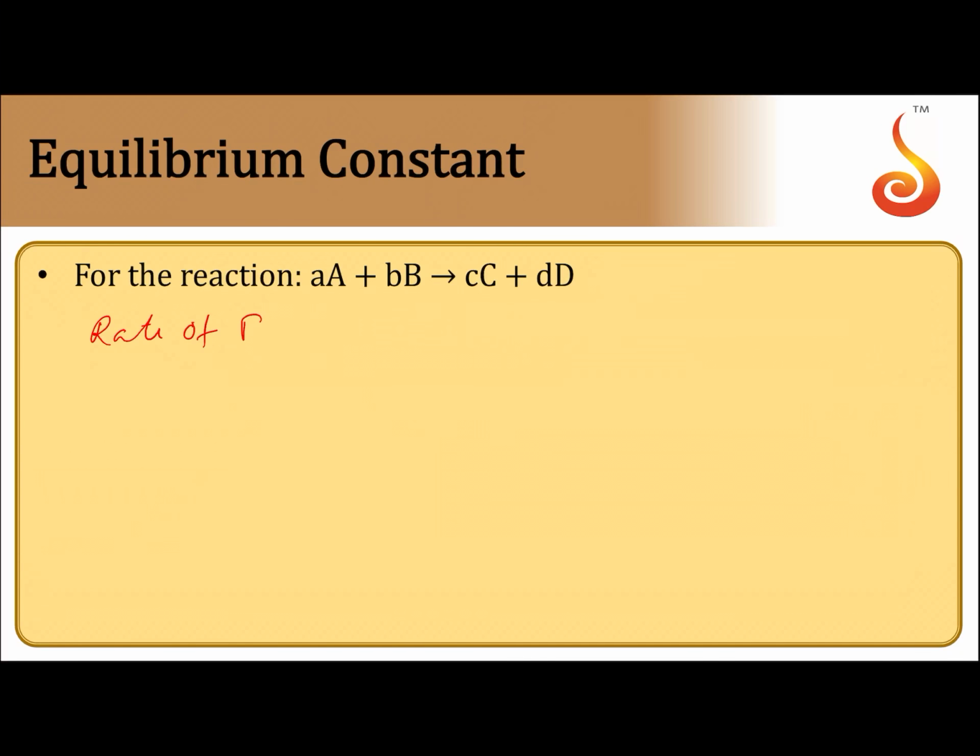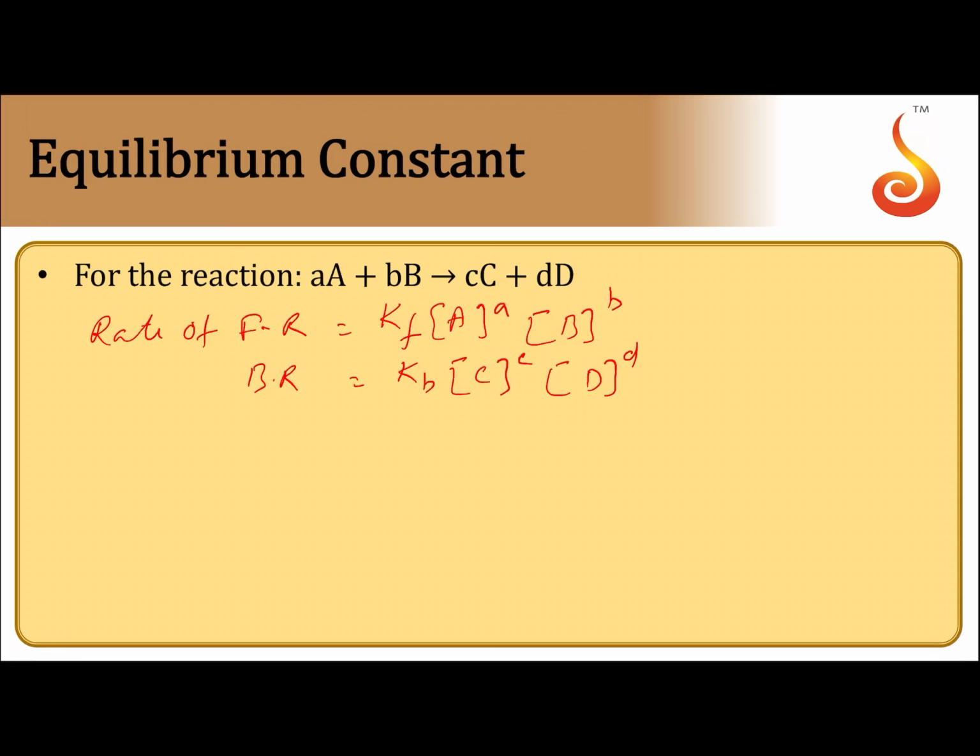Say the rate of the forward reaction is equal to the forward reaction rate constant into the concentration of A to the power of a, into the concentration of B to the power of b. This can be obtained from the law of mass action. Similarly, the rate of the backward reaction is equal to the backward reaction rate constant into the concentration of C to the power of c, and the concentration of D to the power of d we have.